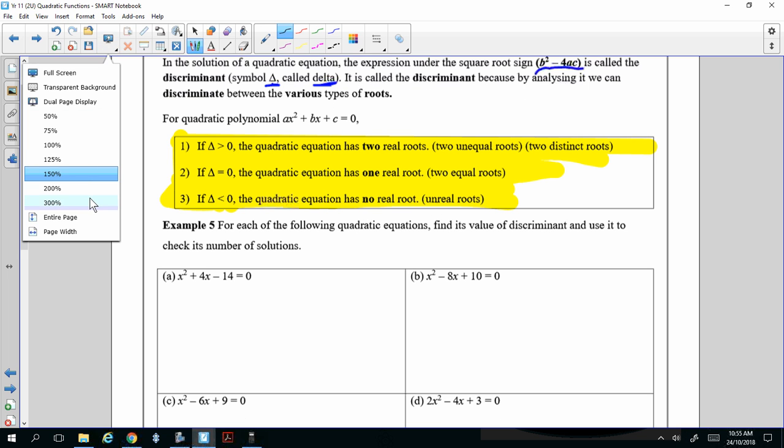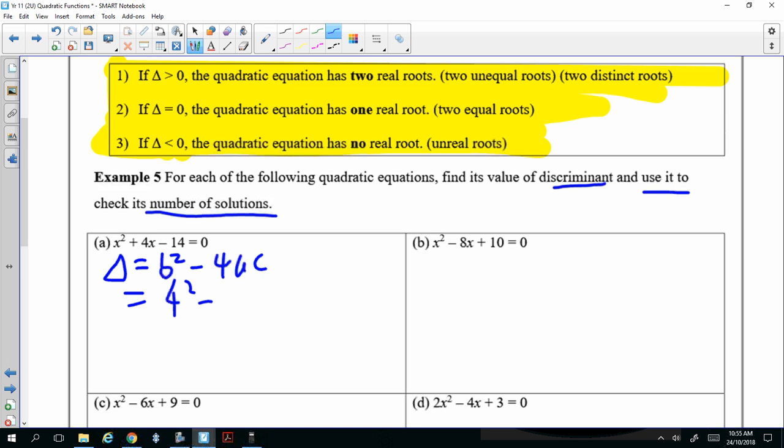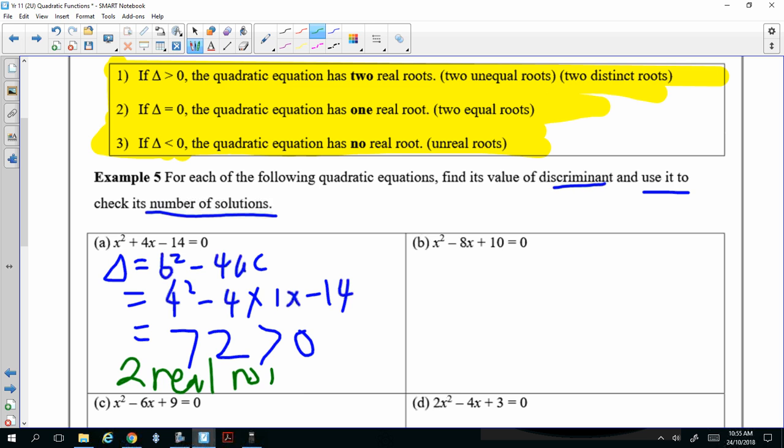Now let's apply the discriminant again on this problem. For each of the following, use the discriminant to check the number of solutions. So let's find the discriminant, b squared minus 4ac, which is 4 squared minus 4 times 1 times negative 14. If you use your calculator, what would you get? 72? Okay, correct. Now what does it tell you? 2 real roots. Well done. And more specifically, it has 2 irrational roots because it's not a perfect square. So that means you can't factorize this quadratic, because you get surds.